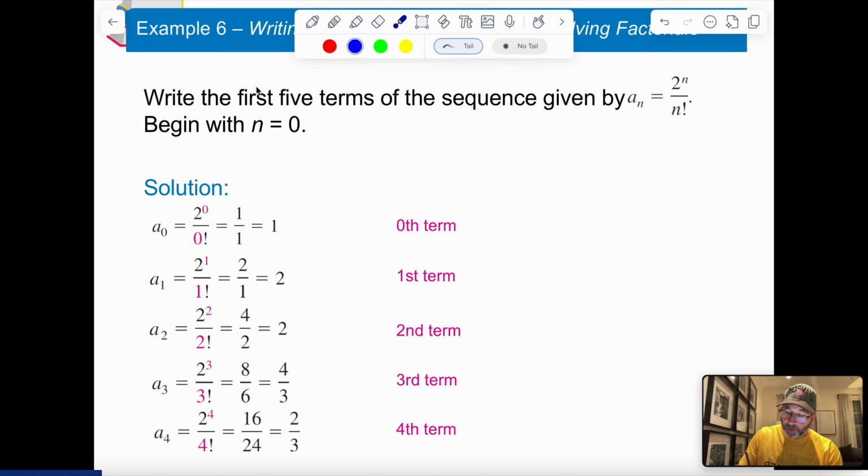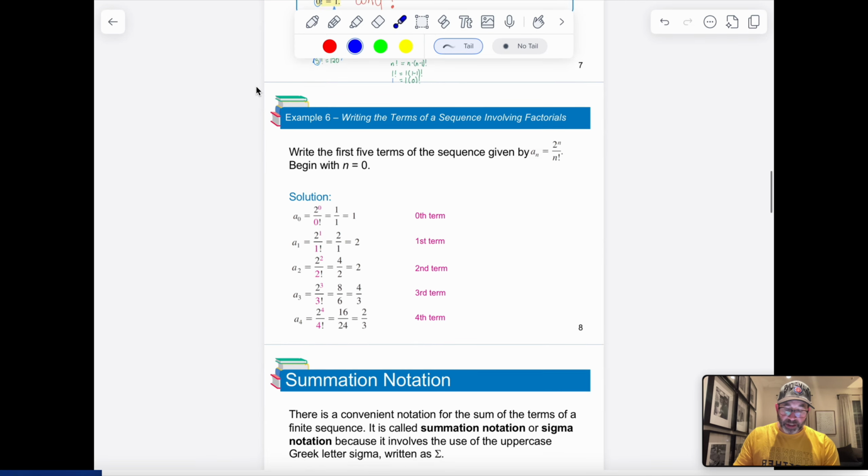Oops. We end up with a 4 down here, which is 1 less because you can count off. You got 1, 2, 3, 4, 5 terms going on here. Okay. All right. Continue on.